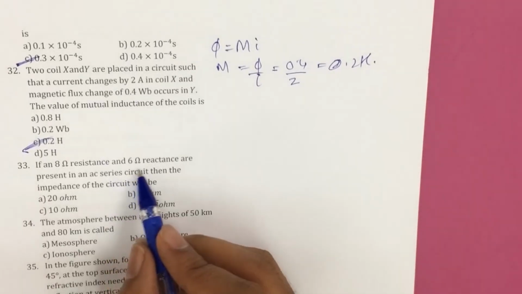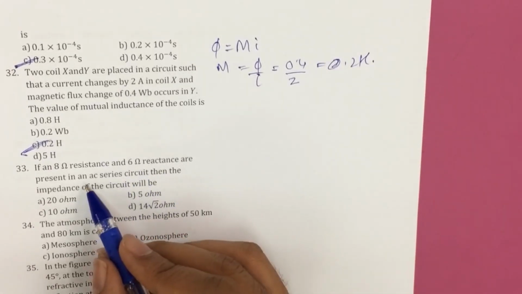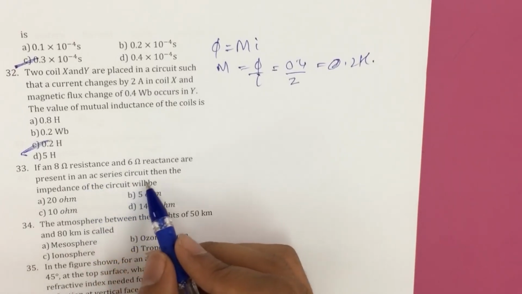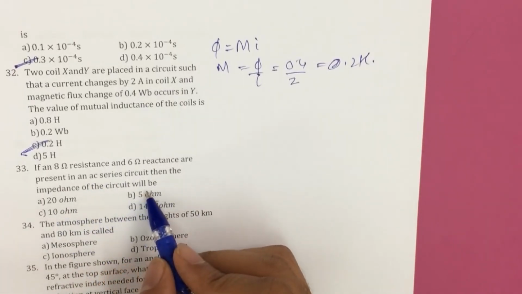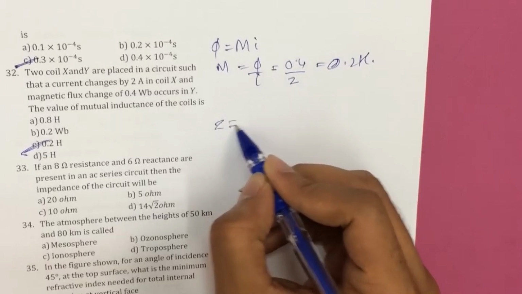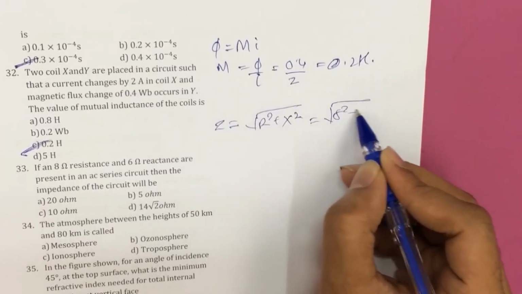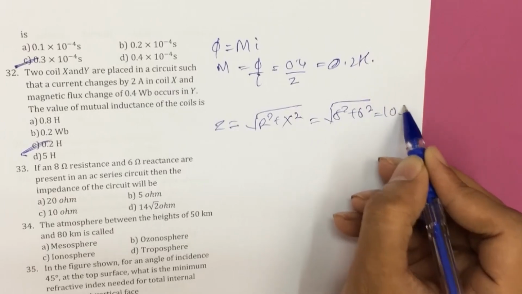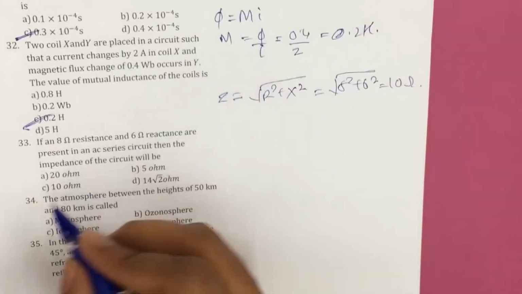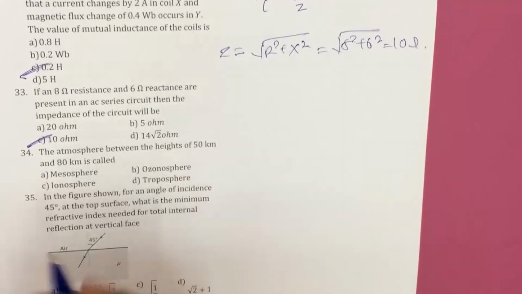If an 8 ohm resistance and 6 ohm reactance are present in an AC series circuit, then the impedance of the coil will be. So impedance Z would be root of R square plus X square, which will be equal to root of 8 square plus 6 square, which will give you answer as 10 ohm. So correct answer is option C, 10 ohm.